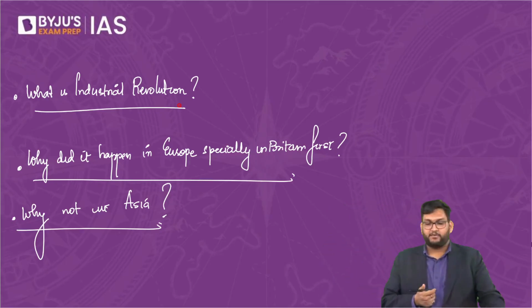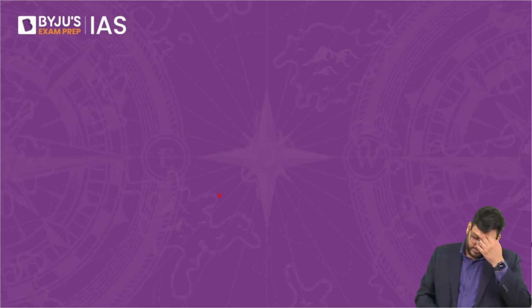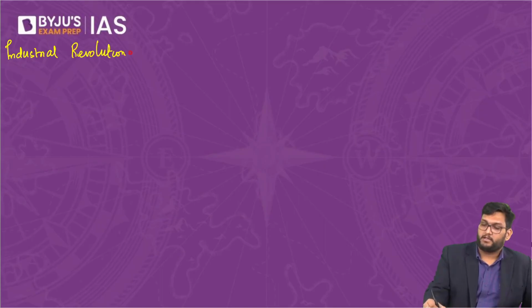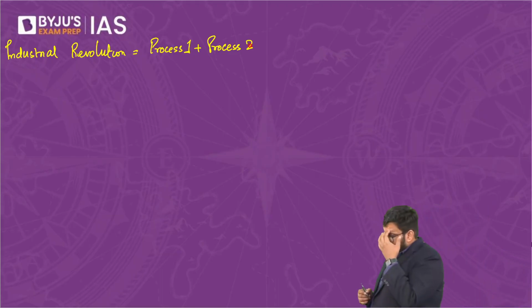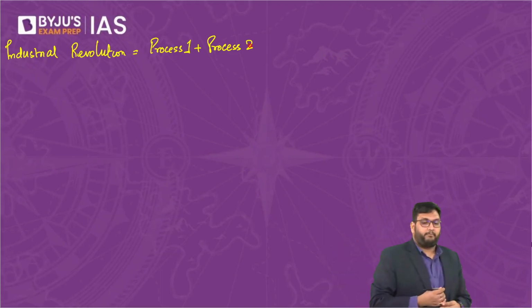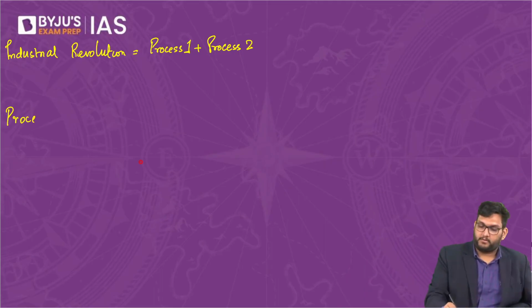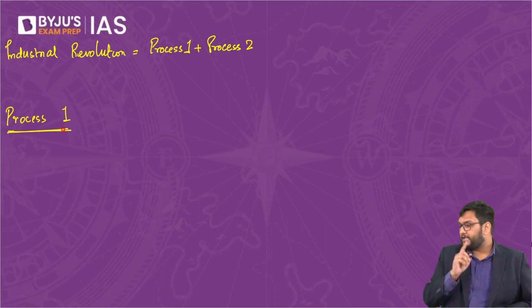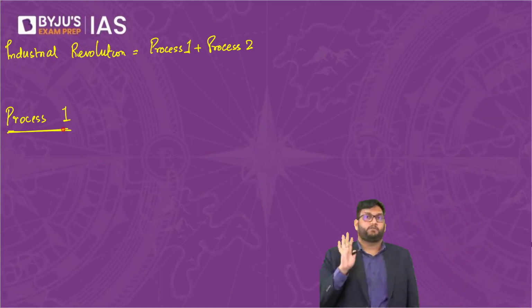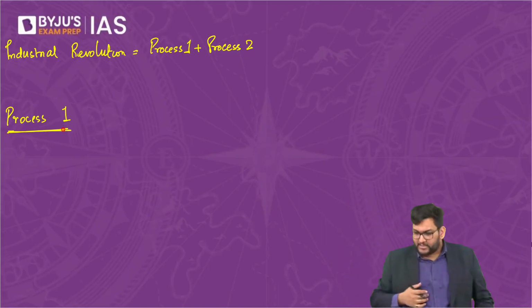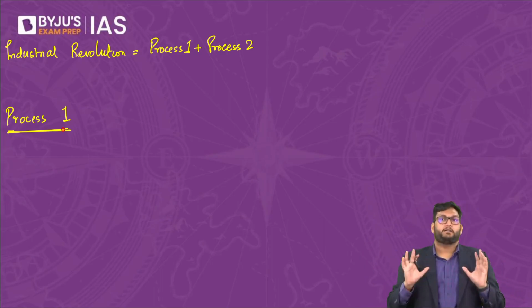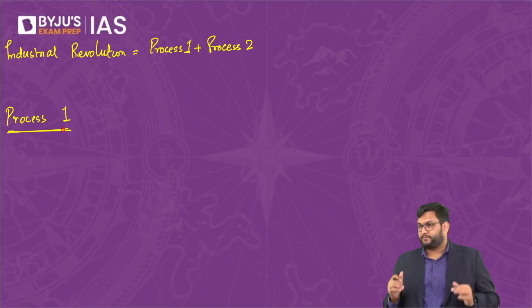Now let's understand the first question. The first question is that Industrial Revolution is process 1 plus process 2. Process 1 plus process 2. But then what is process 1? This is a generic economic understanding I'm giving you. This is not specific to history. This is just specific to how we understand the Industrial Revolution as a concept.